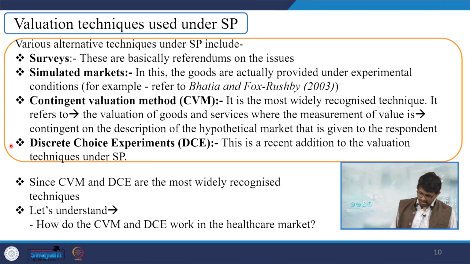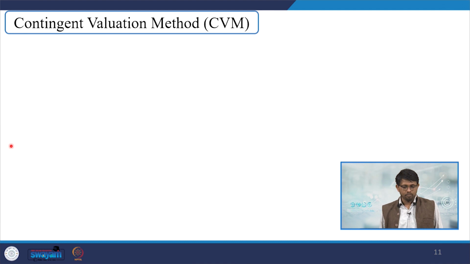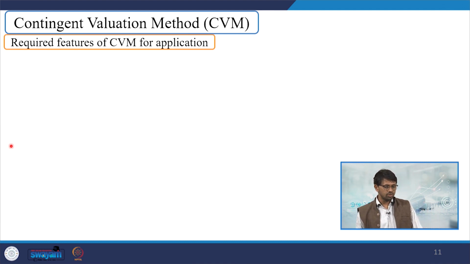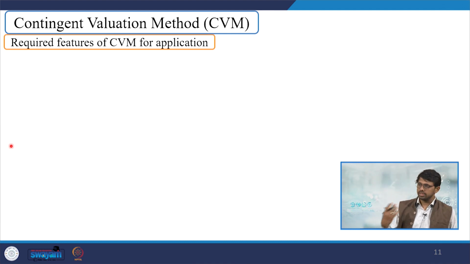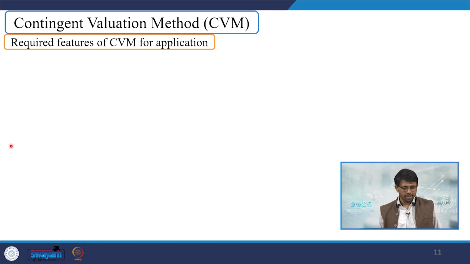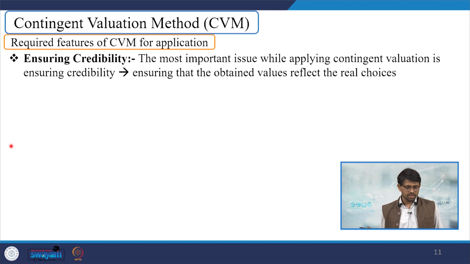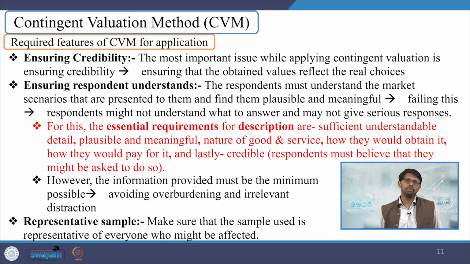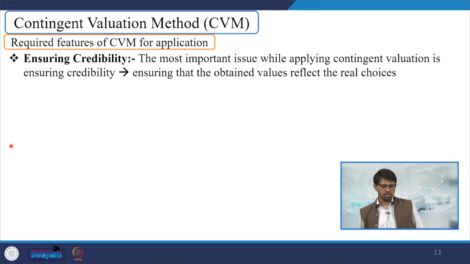We will understand these in health market in detail. So, contingent valuation, once again, as I told you, the contingent details about the hypothetical market should have been provided. So, the features such as we need to understand their credibility, ensuring respondent understands, then also representative sample. We will discuss one by one.